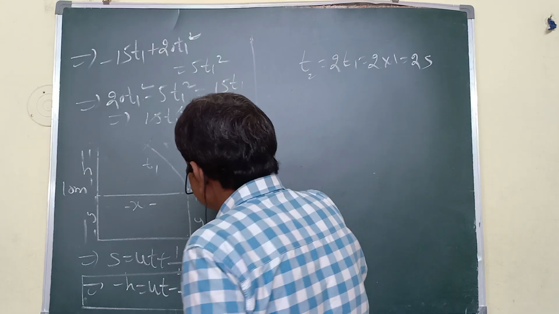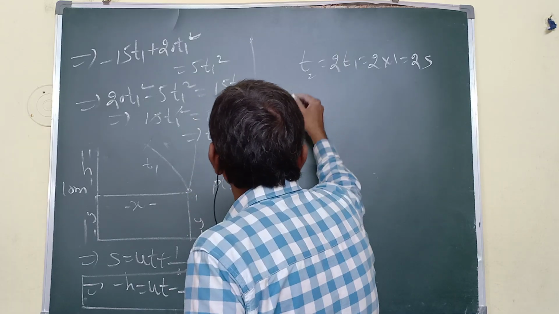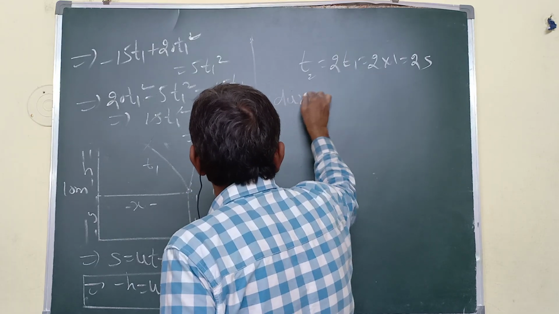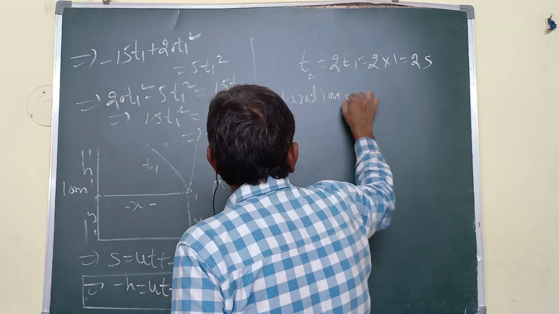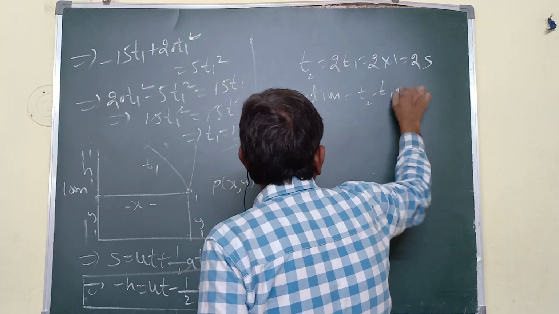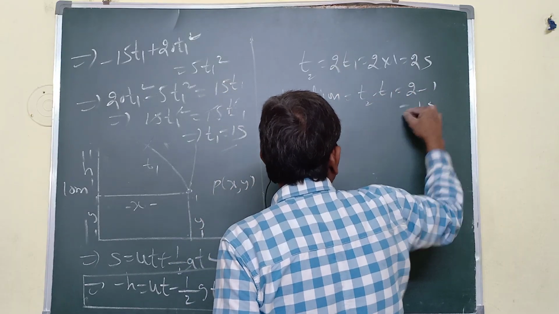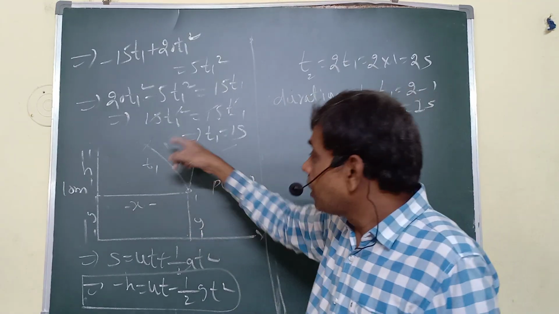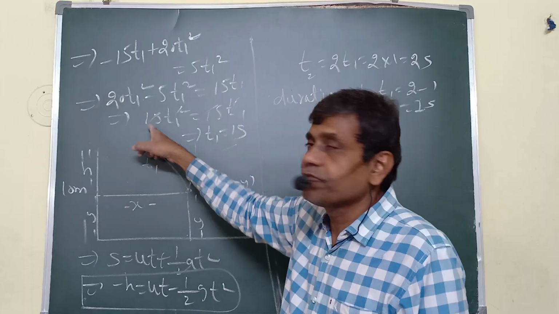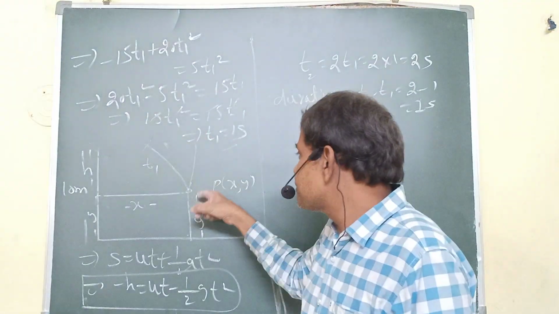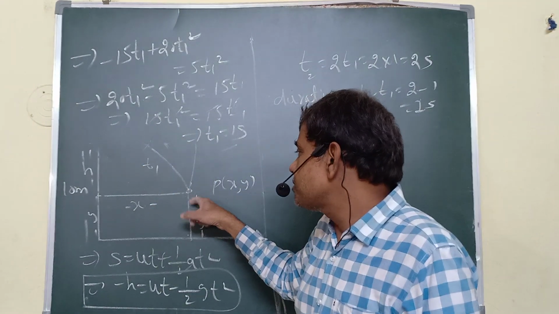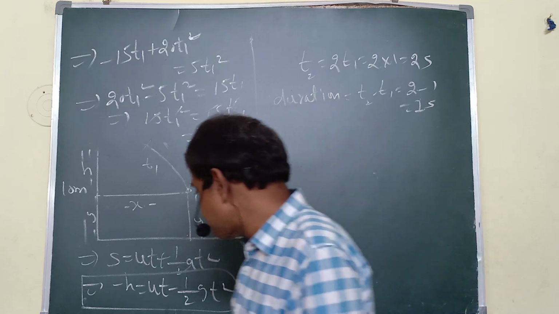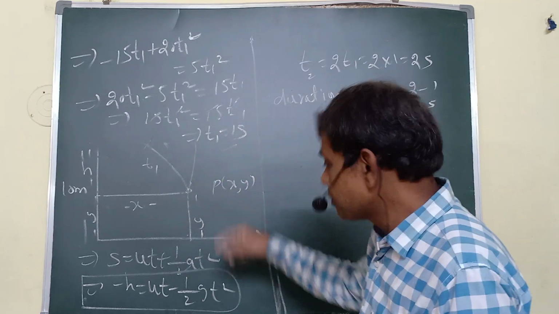Now what is the duration? Duration equals to T2 minus T1, 2 minus 1. So 1 second. So first this fired. After this 1 second, this fired. It is taking 2 seconds time. It is taking 1 second time for meeting. That is the concept.